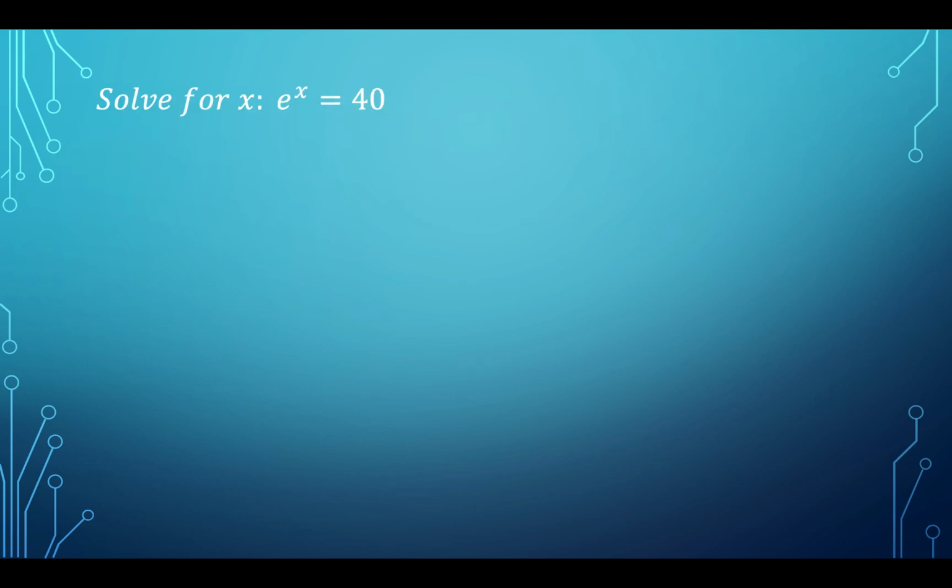How about this one? Solve for x. e to the x is equal to 40. So the first thing, convert it into log form. So log base e of 40 is equal to x. Log base e is equal to ln, so now we're left with ln of 40 is equal to x. Type in ln of 40 in our calculator, and we get x is equal to 3.69.